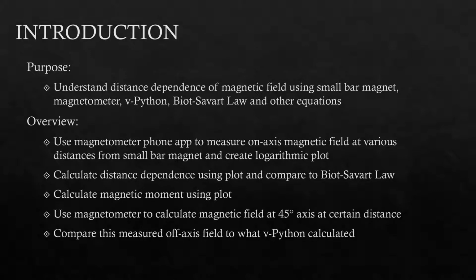So using the magnetometer phone app, I measured the on-axis magnetic field at various distances from the small bar magnet, and with this data, I created a logarithmic plot. And with this plot, I calculated the distance dependence and compared it to the Biot-Savart law, and I also calculated the magnetic moment. And with the magnetometer, I also calculated the magnetic field from 45 degrees away from the small bar magnet, and I compared this measurement to what VPython calculated.